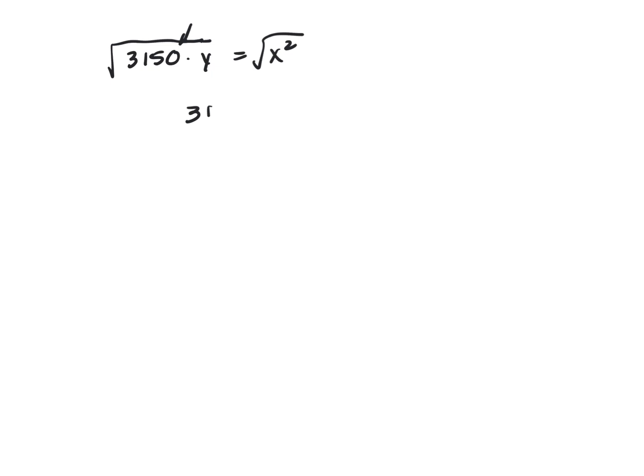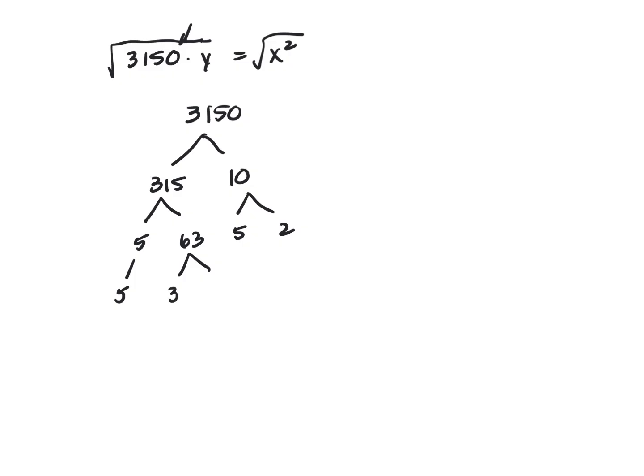So what you need to do is a prime factorization. What comes to me first is 315 times 10. Then 315 would be 5 times 63, and 10 is 5 times 2. Bring down the 5. 63 is 9 times 7. 9 is 3 squared times 7. Bring down the 5 and bring down the 2.